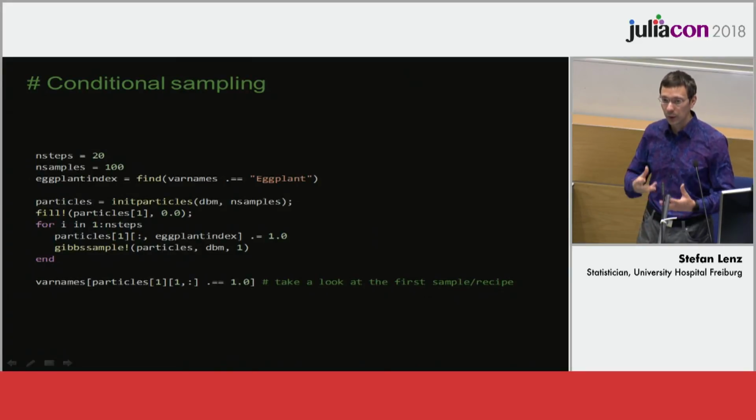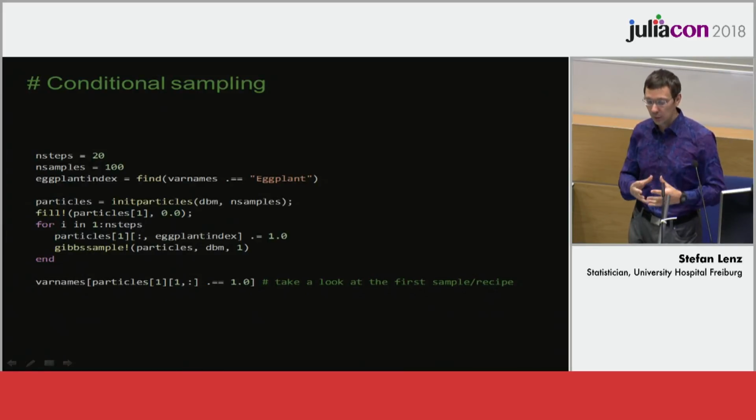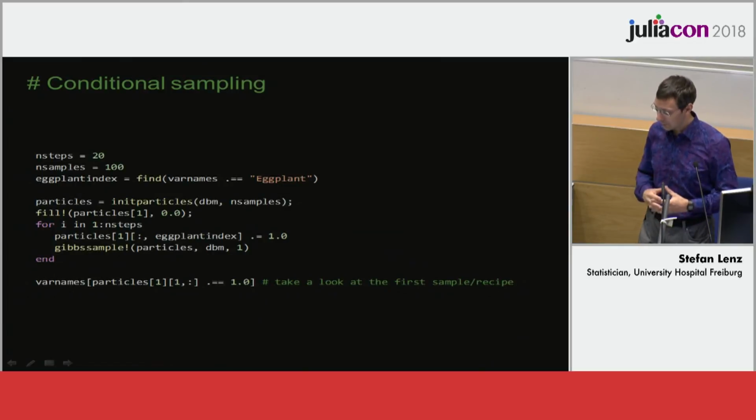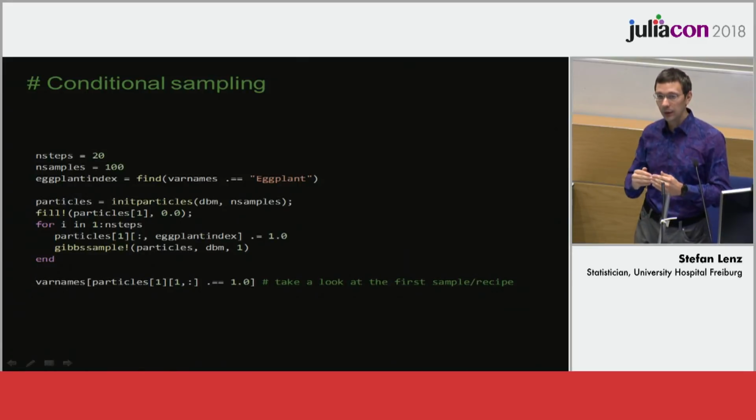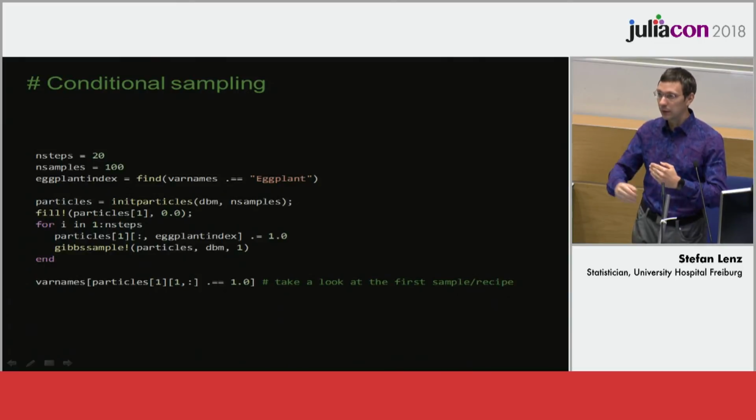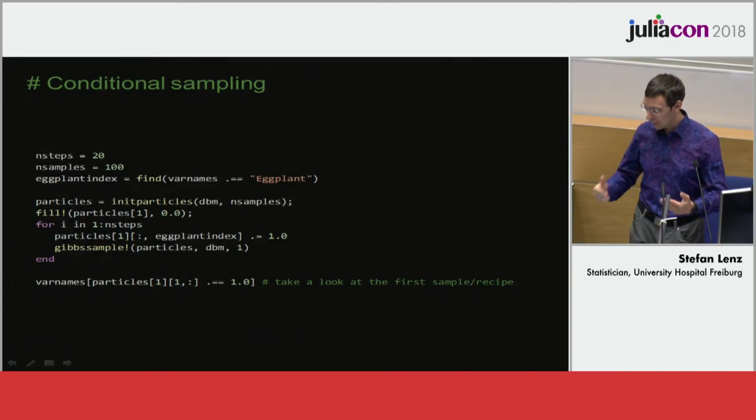Then you have to find which variable stands for eggplant, and initialize some activation. Here you can see the variable particles, which is also named like that because of the inspiration by physics. This has the activation of all the neurons in it. And then we do all the sampling steps, and we keep the variable eggplant fixed at activated state. After that, we get a number of recipes that we generated by that procedure.